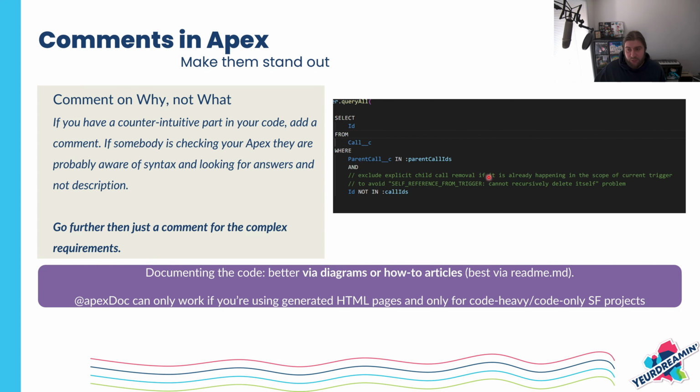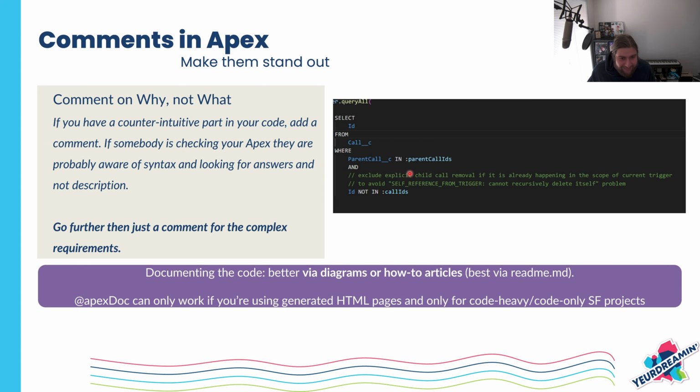It's actually having some logic in a more normal way, and it explains why it's there, to avoid self-reference from trigger. That was an actual problem. You avoid this by adding this extra line. So commenting on why is important.